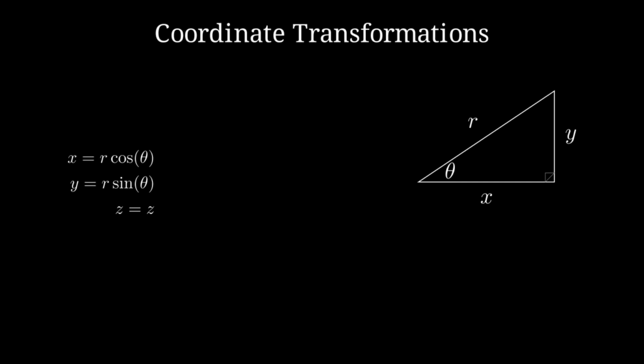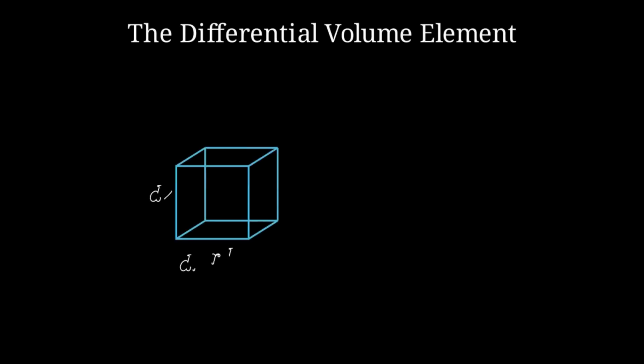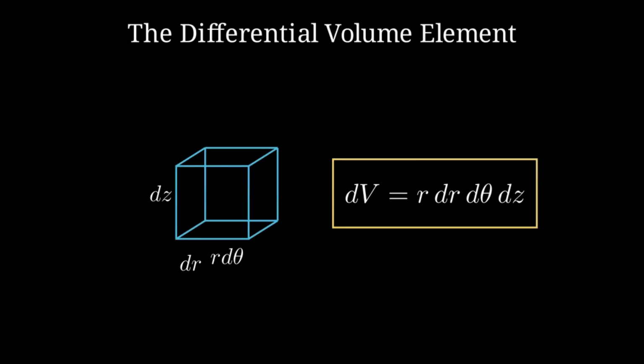or radial symmetry. The most critical part of volume integration is the differential volume element, dV. Unlike rectangular coordinates where dV is dx dy dz, in cylindrical coordinates, the widening of the wedge adds a factor of r, giving us r dr d theta dz.